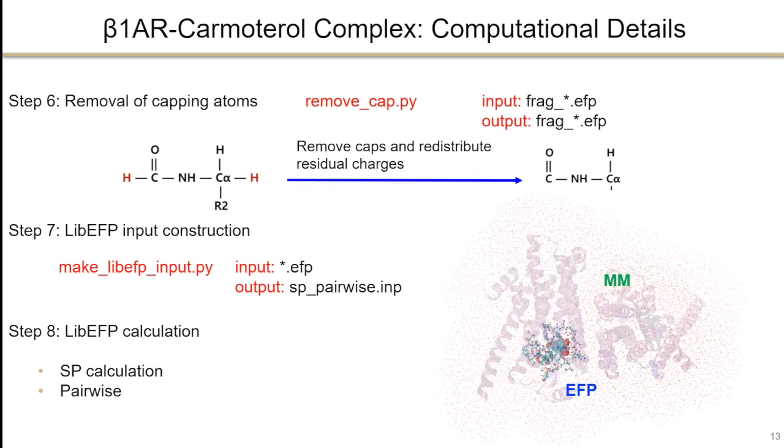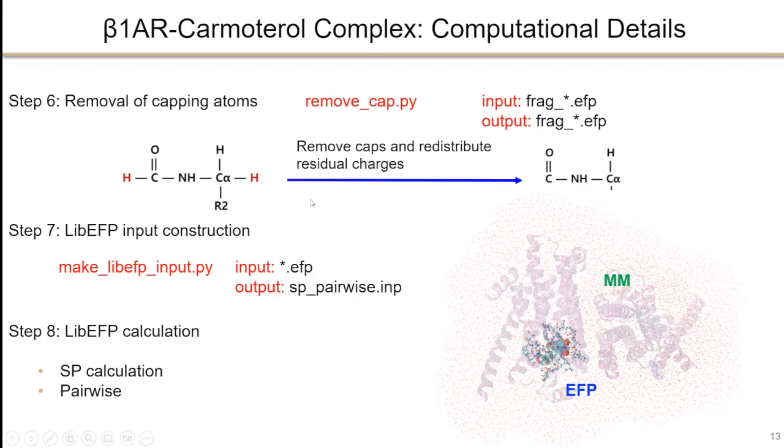Then, since we introduced these hydrogen atoms, the next step is to remove these capped hydrogen atoms from these residues. For that, we also generated our own Python script. This Python script needs all the fragment EFP files, and the output will be the same fragment EFP files without these capped hydrogen atoms and without any parameters associated with them. So we will get something like this.